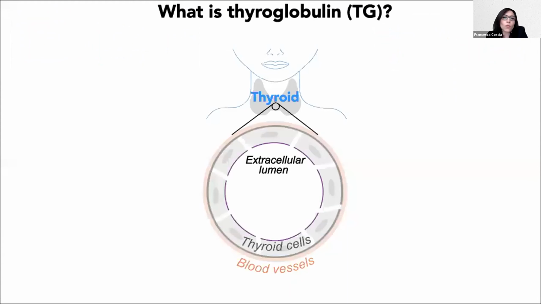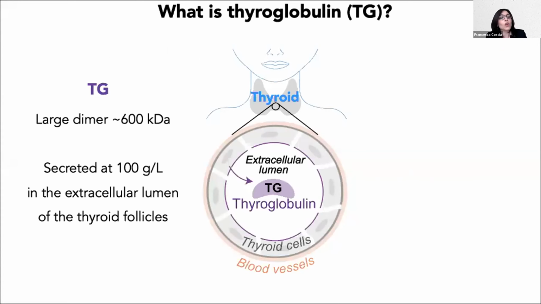So first of all, what is thyroglobulin? It is the main protein of the thyroid gland, which is an organ located in the neck of all vertebrates. Now, the tissue of the thyroid is composed of follicles, which are monolayers of thyroid cells surrounded by blood vessels and enclosing a large extracellular space. So here, thyroglobulin is secreted at extremely high concentrations, so you can extract a lot of thyroglobulin from a thyroid.